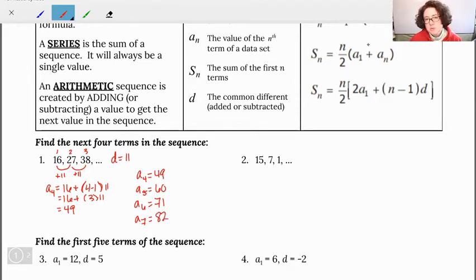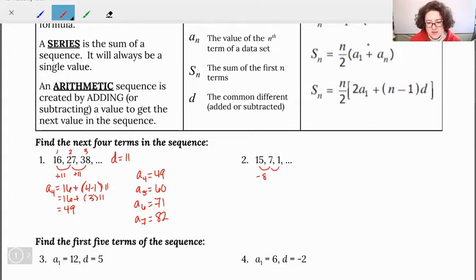Alrighty, number 2. So again, I could approach this with the formula, or I can just find my common difference and go from there. So let's just do that. So from 15, I have to go down to 7. So subtracting those, 15 minus 7, I'm getting a difference of 8. So that means I have to subtract 8 to get to the next term.